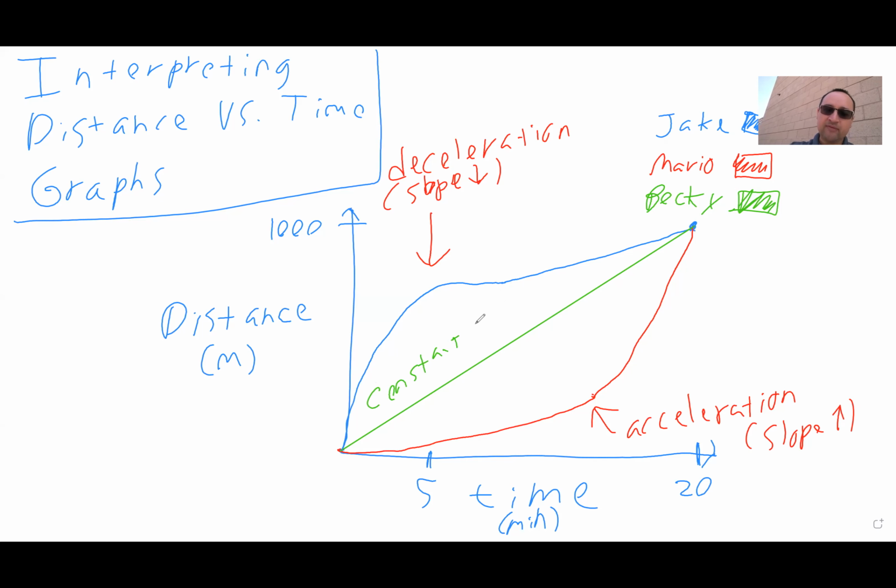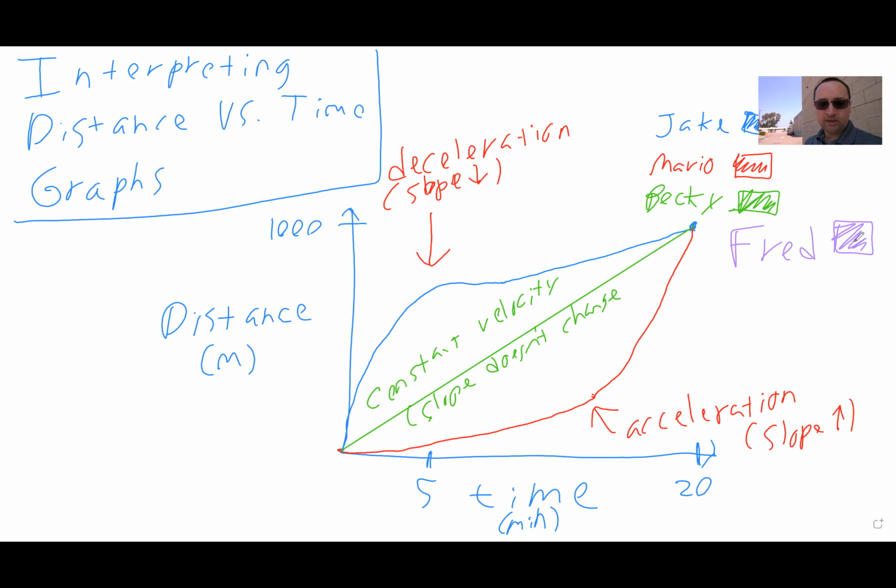So constant velocity, which means slope doesn't change. Okay, and now, what about poor Fred? Okay, so Fred actually lives a little bit closer to school than the rest of the guys. Fred lives right here. He lives halfway. He lives at the 500-meter mark.